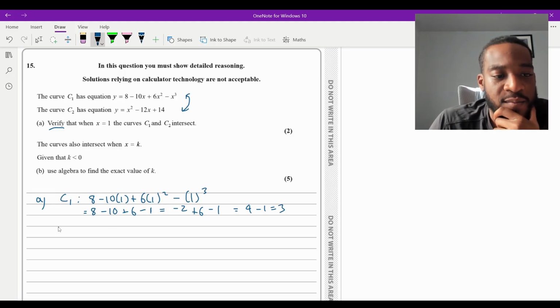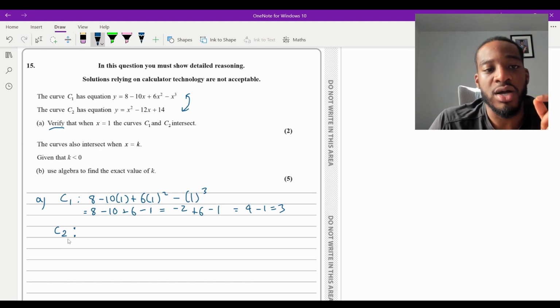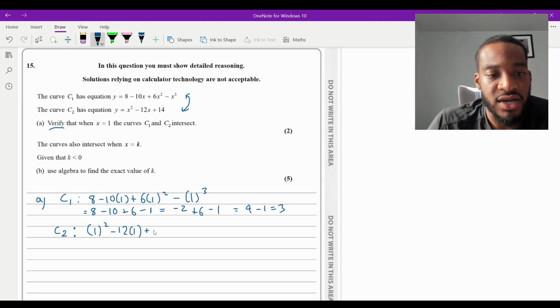And then if I plug in C2 now, what I'm going to expect is when I plug in x equals 1, I should get the same thing. So it's going to be 1 squared minus 12 lots of 1 plus 14. This is equal to 1 minus 12 plus 14. Minus 12 plus 14 is positive 2. 1 plus 2 is 3. So they both equal 3.